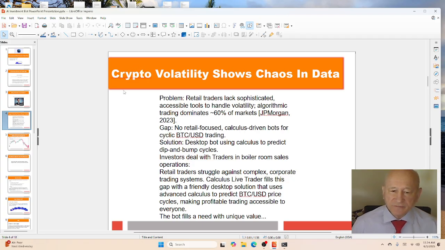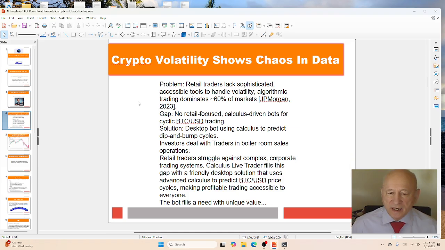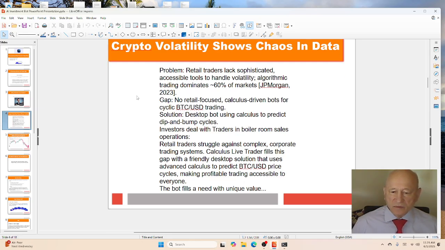Retail traders lack sophisticated, accessible tools to handle volatility, and algorithmic trading dominates the market by 60%, according to sources like JP Morgan. There's a gap, and no retail-focused, calculus-driven bots exist for cyclical BTC USD trading. And the solution is a desktop bot using calculus to predict dip and pump cycles. Investors deal with traders in boiler-room sales operations, and retail traders struggle against complex corporate trading systems.